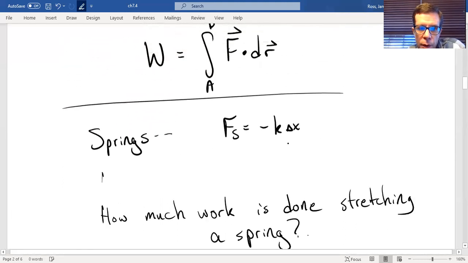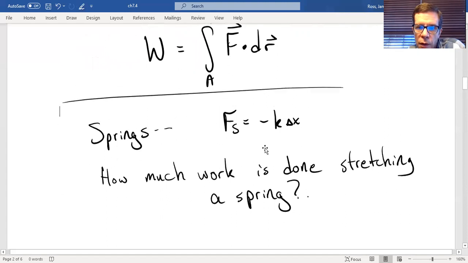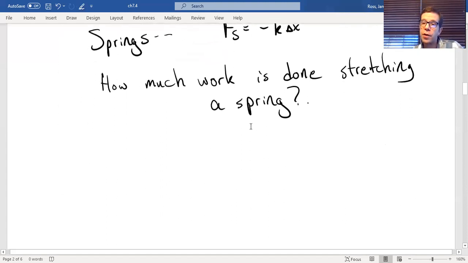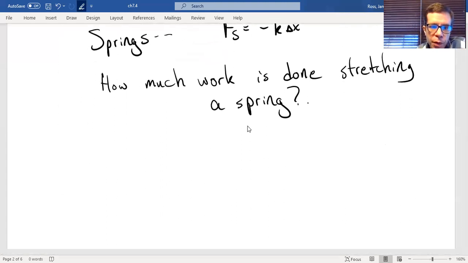So let's look at this first, if we stretch it starting from the equilibrium position. So first, let's start in equilibrium.